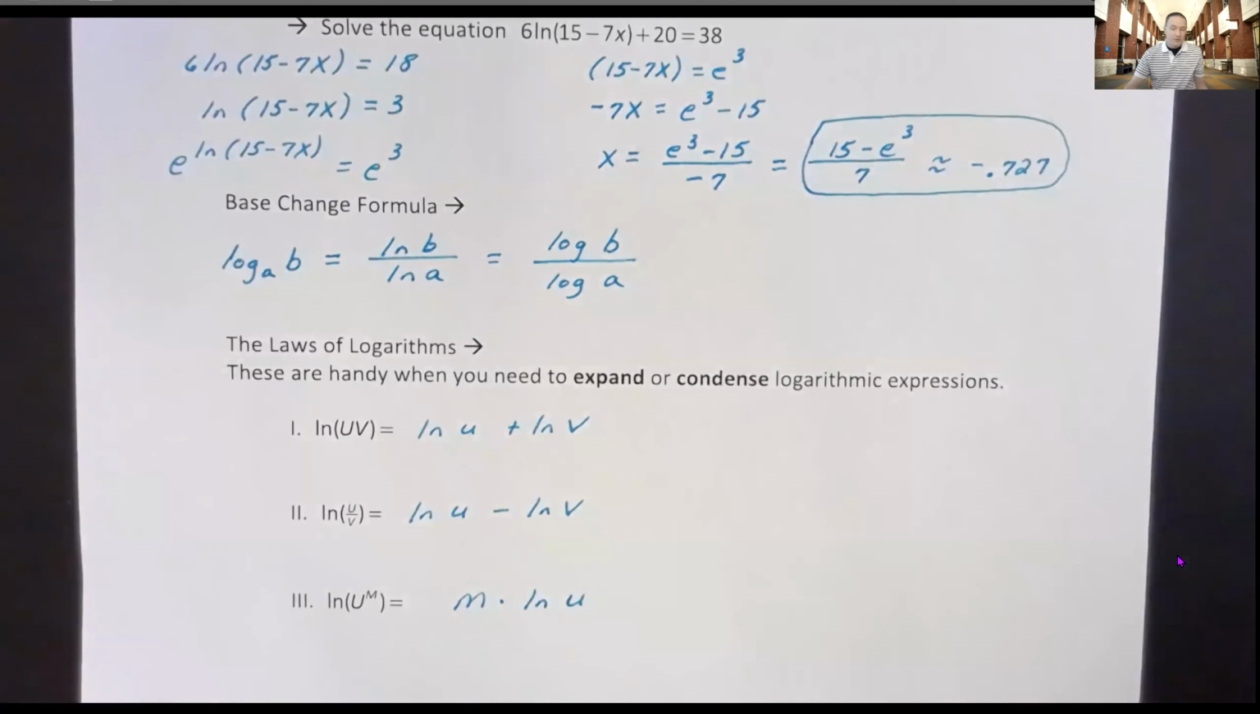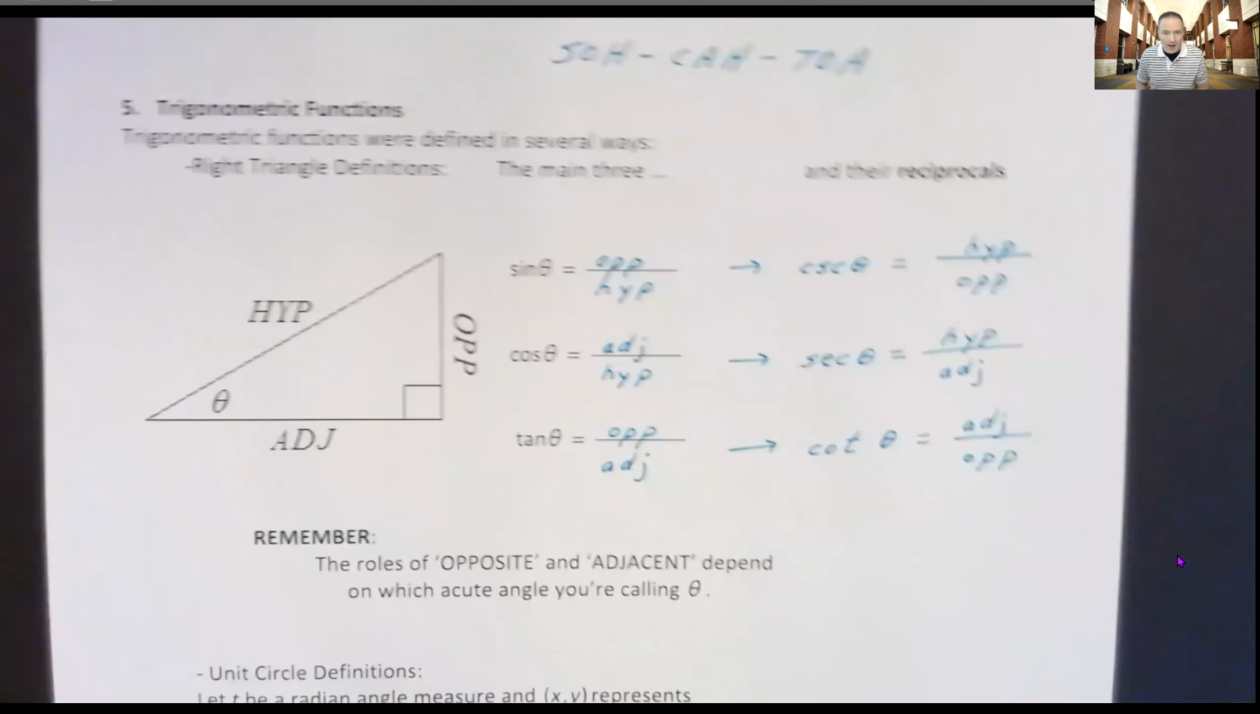Now, I know what you're thinking. You're thinking, well, this is pretty good stuff up to this point, but where's the trig? I want to see trig, John. Yep, so do I. So do I.